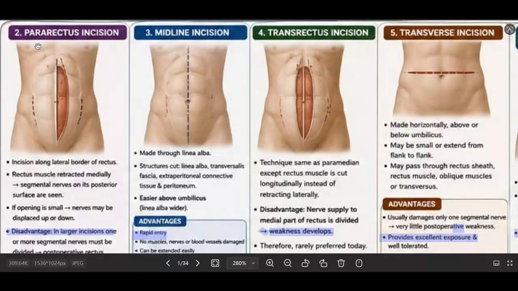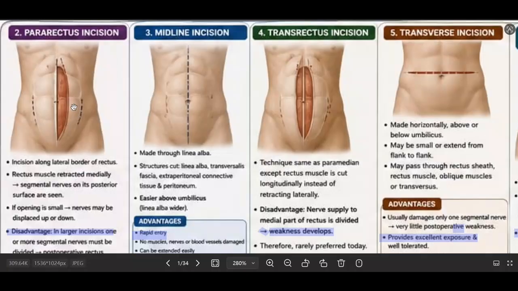Okay. Now let's move towards the next incision, that is the pararectus incision. Now the incision is made along the lateral border of the rectus muscle. That means at the linea semilunaris. The lateral border of the rectus muscle is called the linea semilunaris. And instead of retracting laterally, in the case of pararectus incision the rectus is retracted medially.